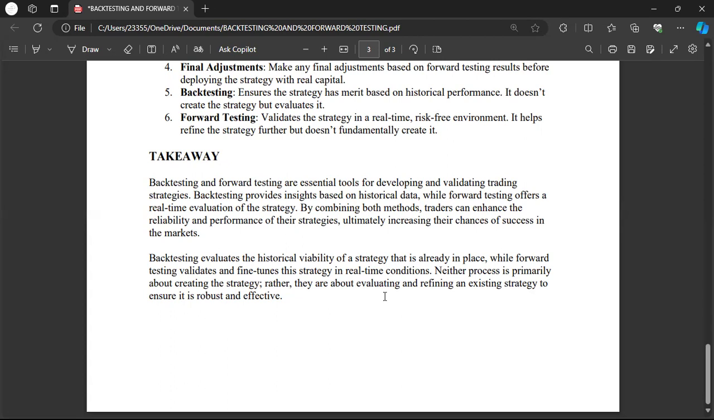Backtesting evaluates the historical viability of a strategy that is already in place. We keep hitting the same thing, while forward testing validates and fine-tunes this strategy in real-time conditions. Neither process is primarily about creating the strategy, right? Rather, they are about evaluating and refining an existing strategy to ensure it is robust and effective. So that is it.